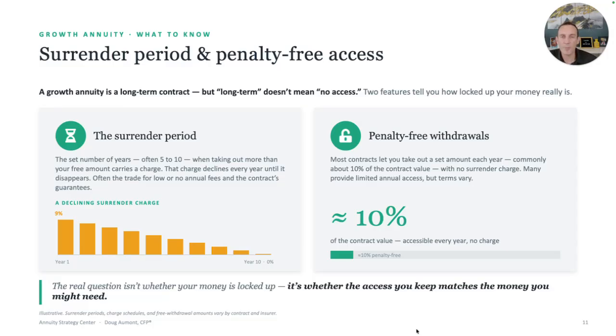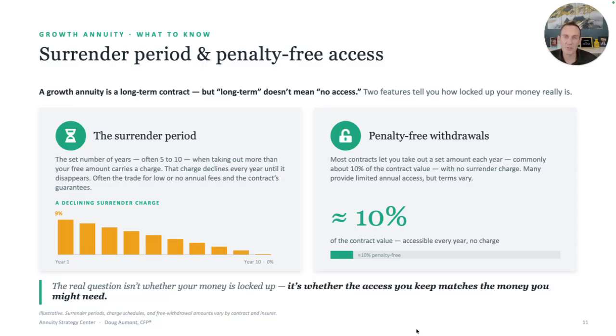So, for example, you're keeping your money with the insurance company for 10 years. During that 10-year window of time, you will have access to penalty-free withdrawals. Most of the time, you can access 10% of your account value, right? So if you put $100,000 in, every year you're going to have access to roughly $10,000. Want to do a larger distribution for some reason during that initial surrender period, there's going to be a penalty. It's an early withdrawal penalty.